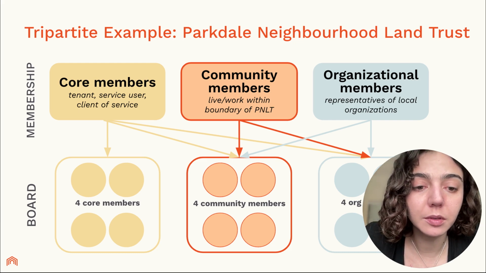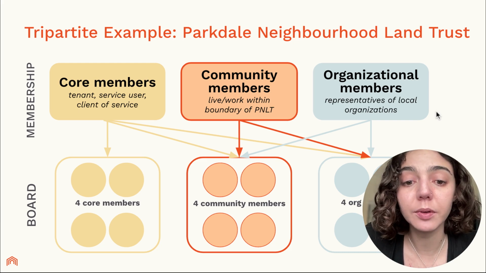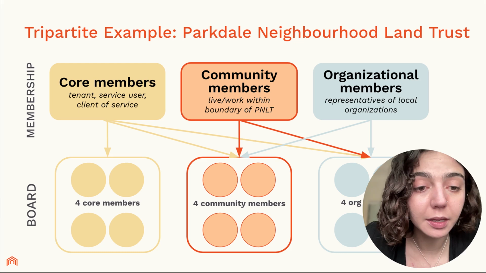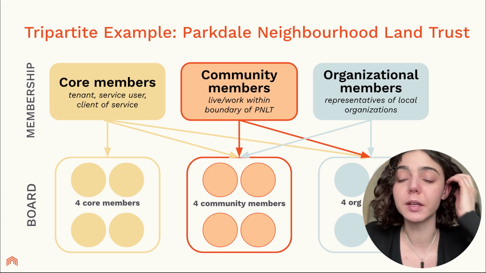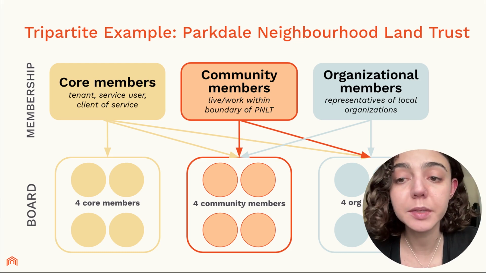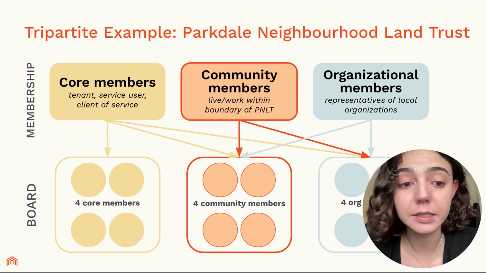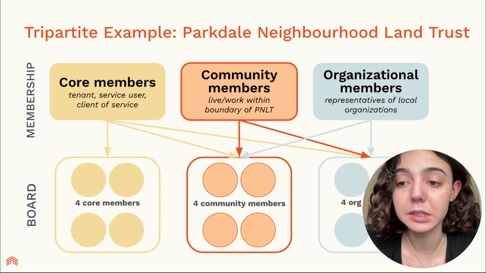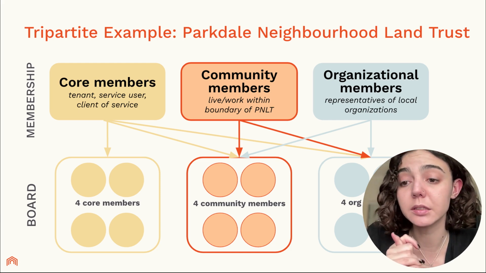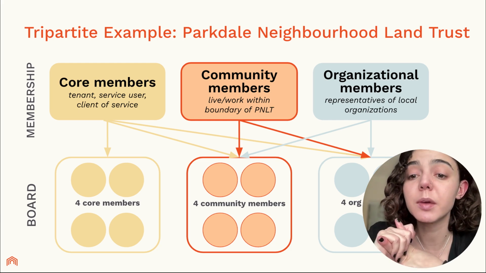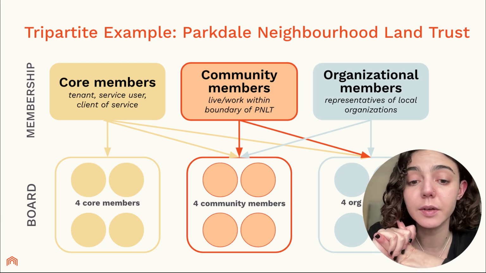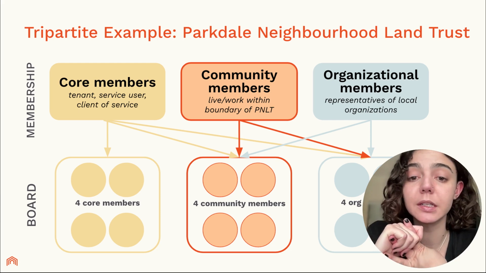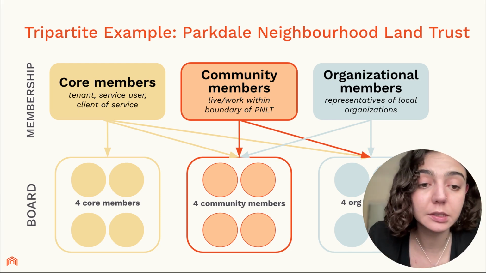So I want to get into an example that really does illustrate the tripartite model. This is one in the Canadian context. Parkdale Neighbourhood Land Trust has 3 categories of membership, all of which are voting members. And the categories are essentially what I've just described. So you've got the core members who are tenants, service users, clients of service, community members who live or work within the boundaries of the land trust, and then organizational members who are representatives of specific local organizations.